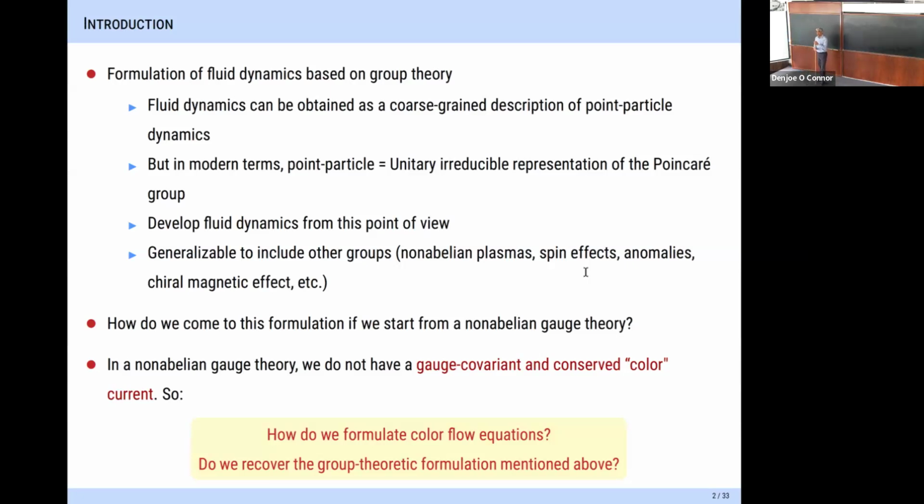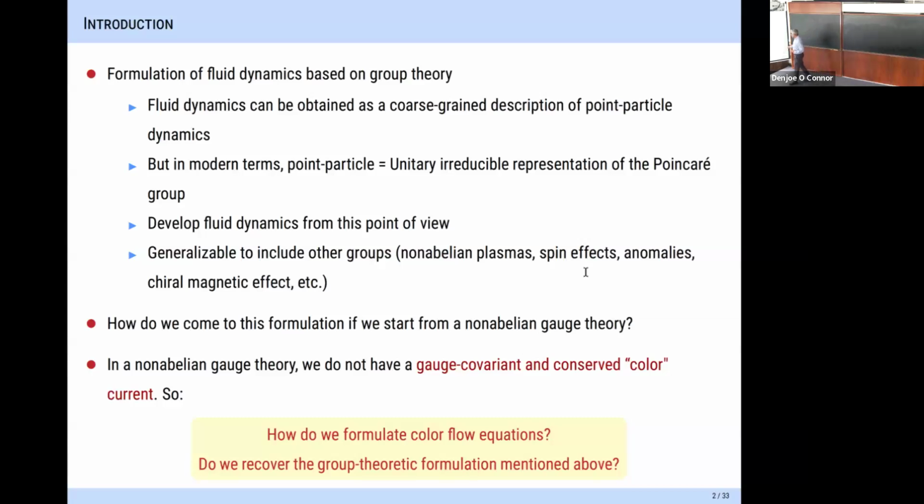But what if we don't start with a point particle? We have a quantum field theory. Then you can ask, if I start with something like a nonabelian gauge theory, can I come to this formulation in terms of groups? That is approaching it from the other side, from the field theory side. Can we do that? That would be another question that I would put in.